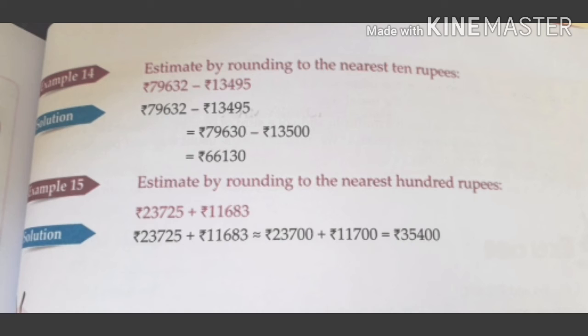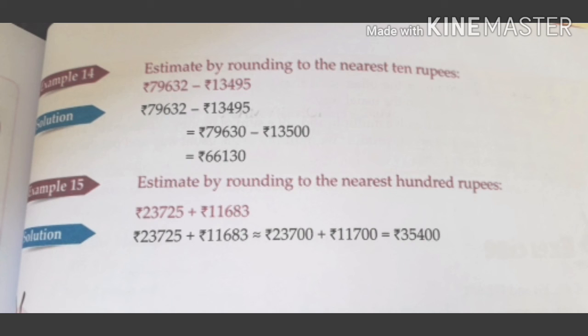Then estimating by rounding to the nearest 100 rupees. 100 rupees means the last 2 digits you have to make 00. To do this you have to observe the tens place. So 23,725 rupees plus 11,683 rupees. In 23,725, the tens digit is 2, that's why it is 23,700. And in 11,683, the tens digit is 8, that's why it is 11,700. You have to make the answer correctly. So the answer of this sum is 35,400 rupees.